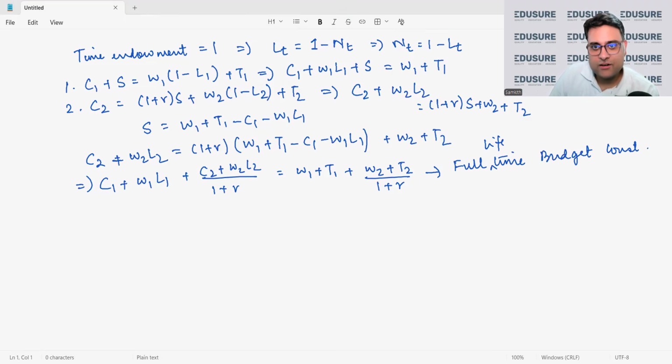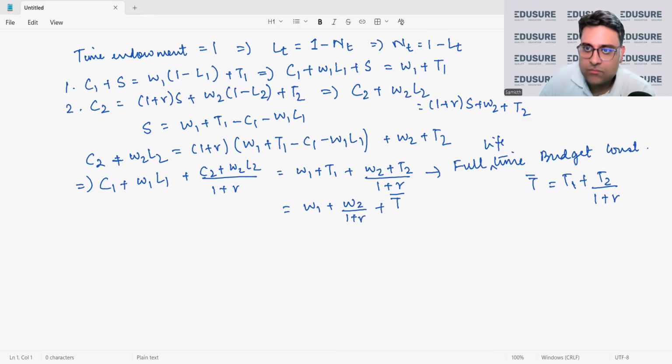Now it is given to us that T bar is equal to T1 plus T2 by 1 plus R. So this is nothing but W1 plus W2 by 1 plus R plus T bar. Can I write it? And this is my lifetime income sources. This I can write as omega. This I call as full lifetime wealth.